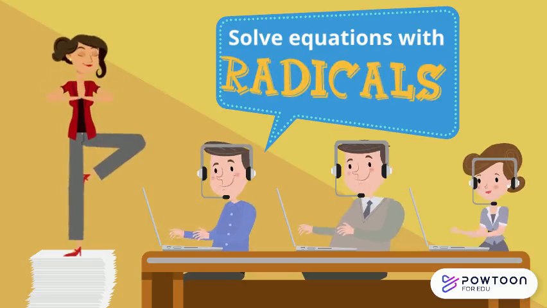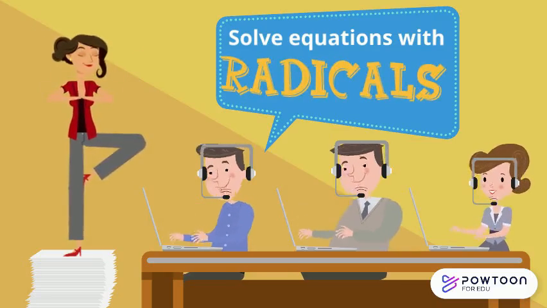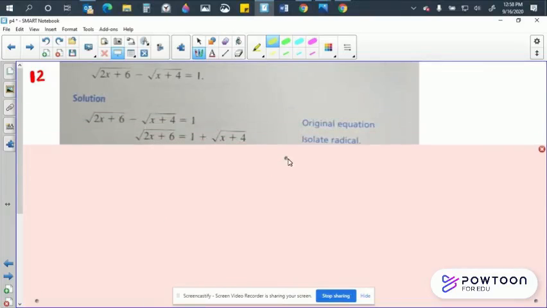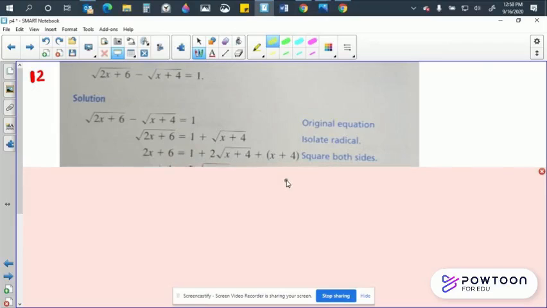I can solve radical equations also. Now to solve our radical equations, remember to place the radicals on opposite sides of the equal sign. And now you can square both sides. And when we square both sides, this side over here, when we square it, we have to use FOIL. First, outside, inside, last. When we square this side, the radical disappears.